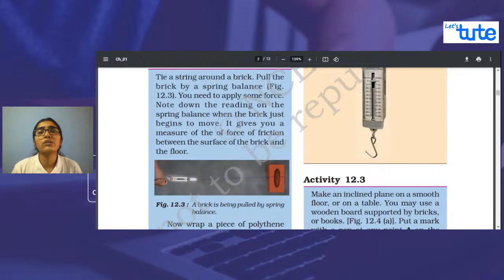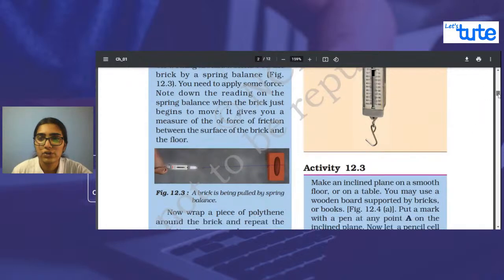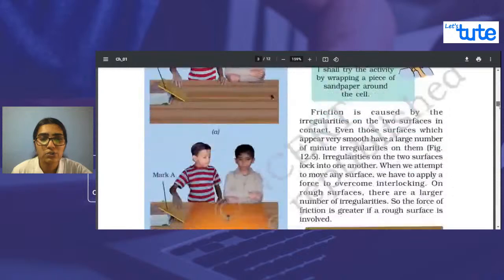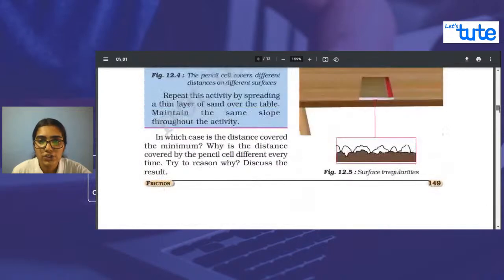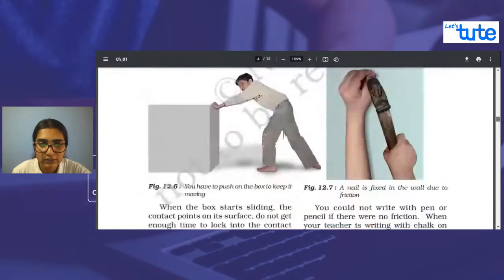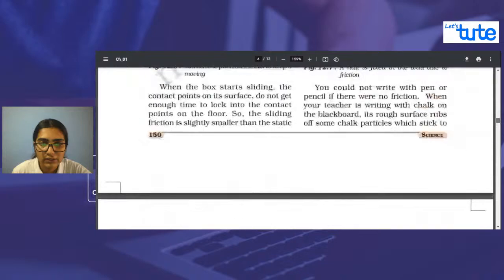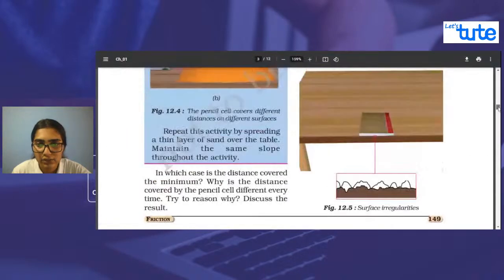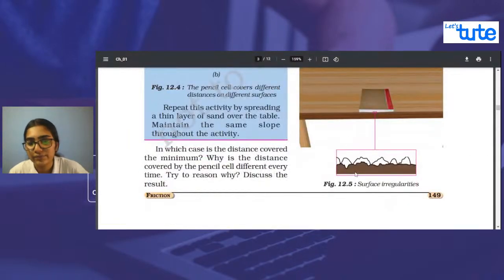Now, first of all, who causes friction? If someone questions you, who causes friction? So, if you notice carefully this part, look at the surface. Look at the surface of the table.